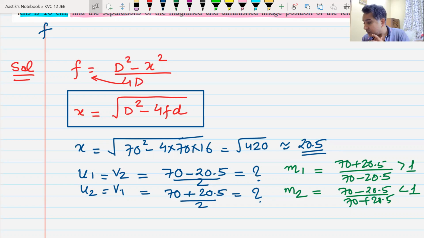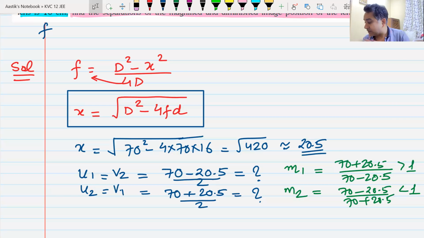And for the lens formula, if you apply the sign convention also, you will get the answer. Both of the answers will be coming negative because both of the images are real. So U1 is negative and V1 is positive. Do we understand this? U2 is negative, V2 is positive.